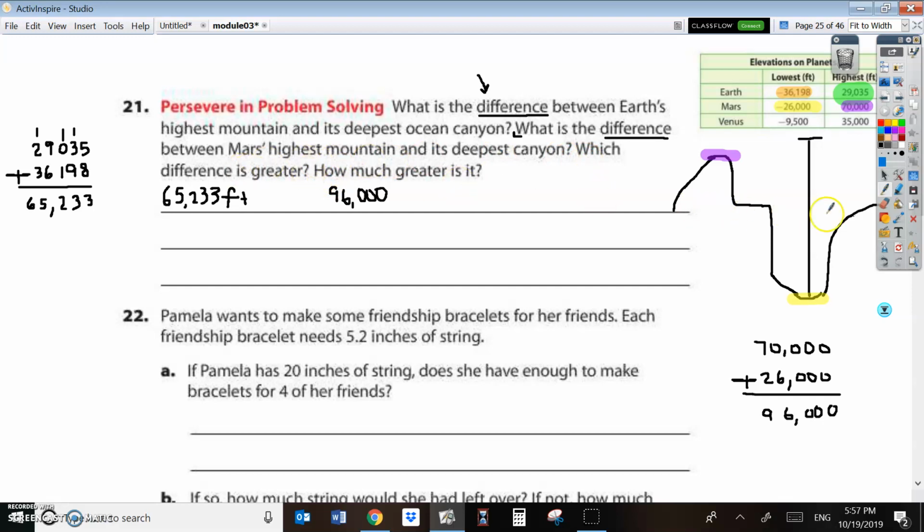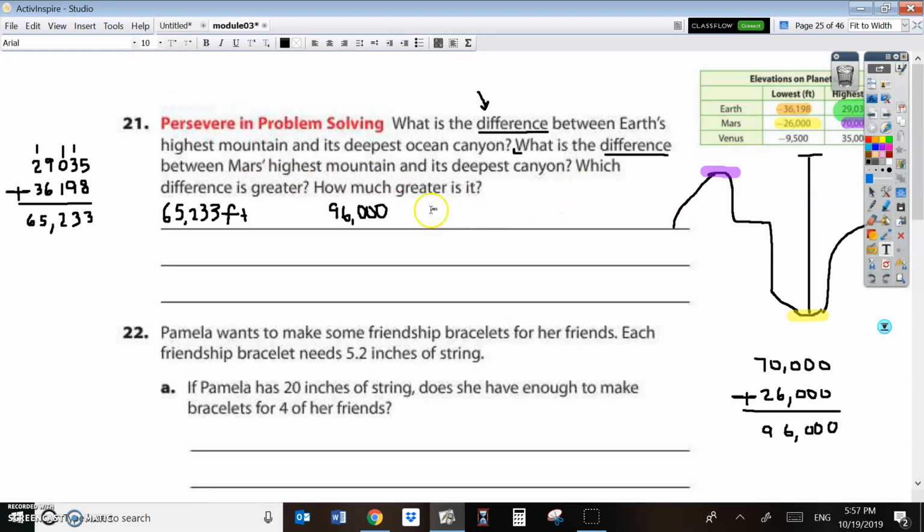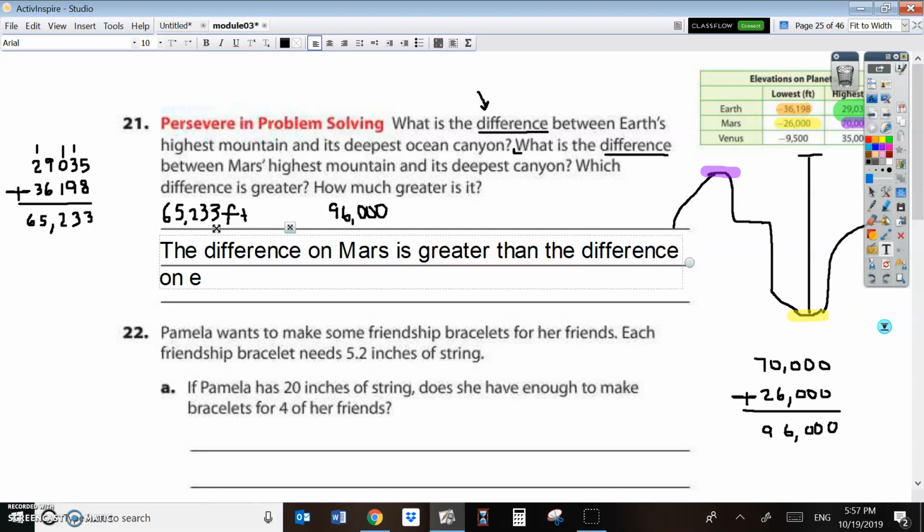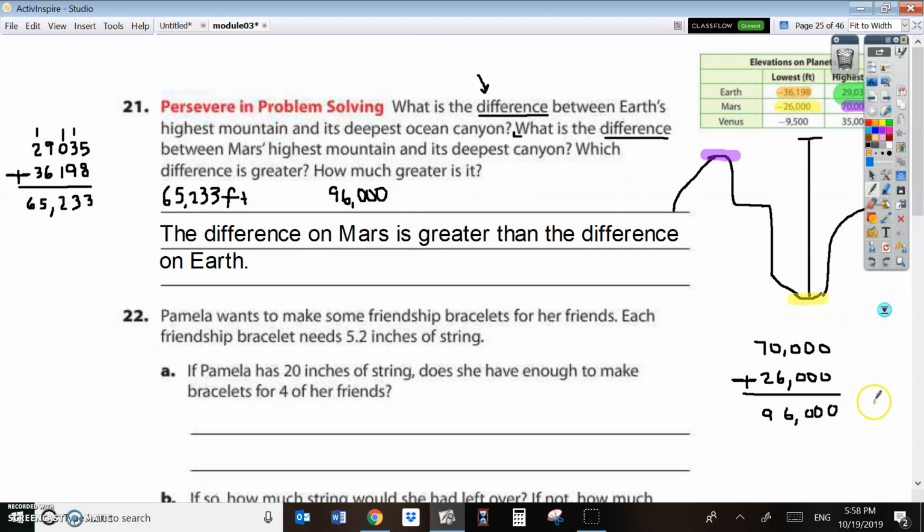Which difference is greater? So the difference on Mars is greater than the difference on Earth. And then it wants to know how much greater it is. So take these two numbers here, 96,000 and 65,233, and subtract those.